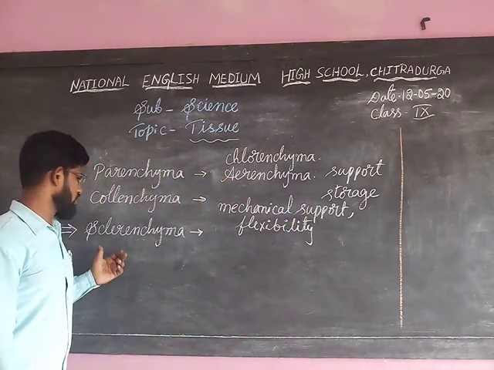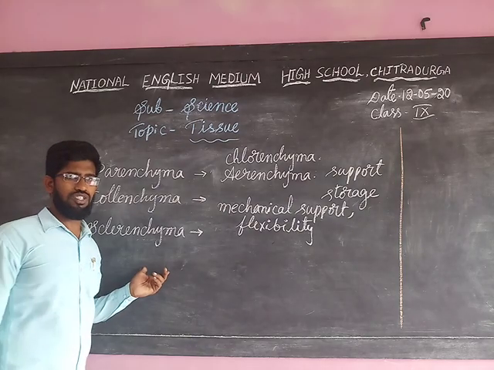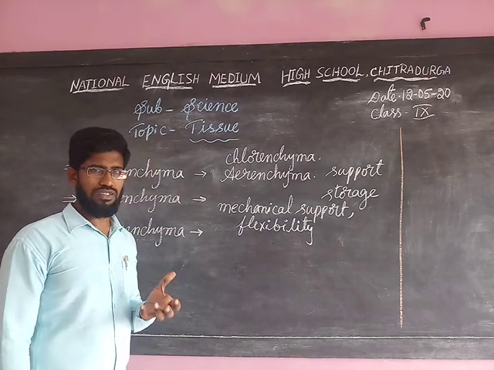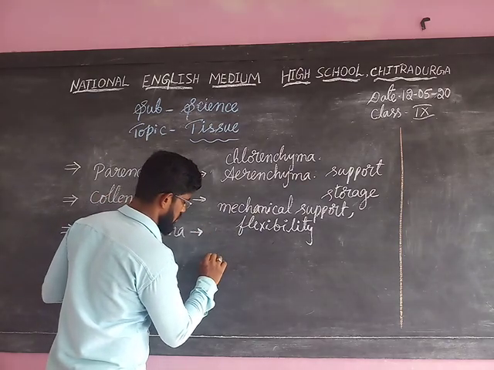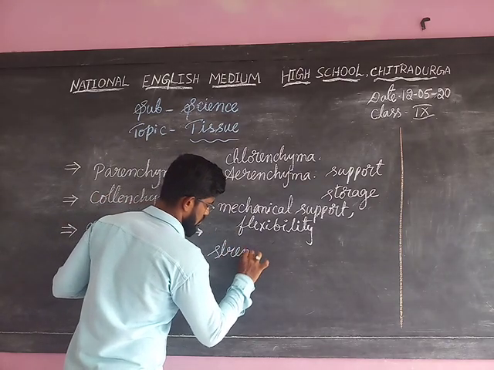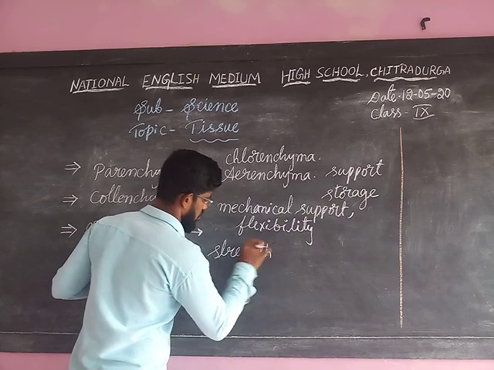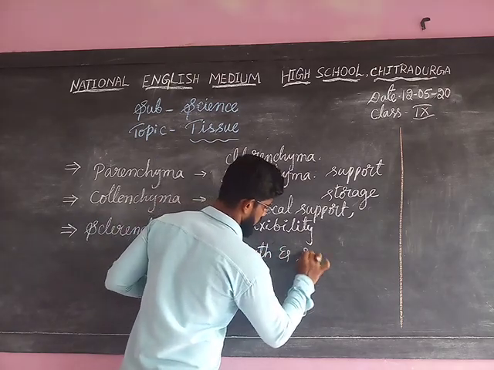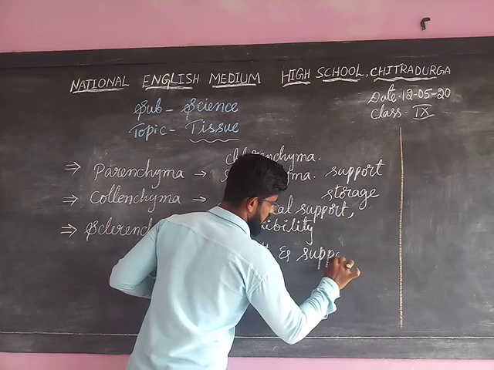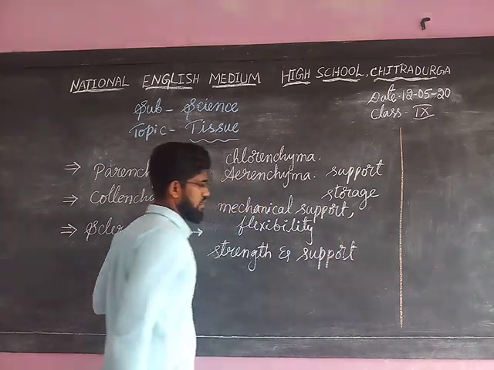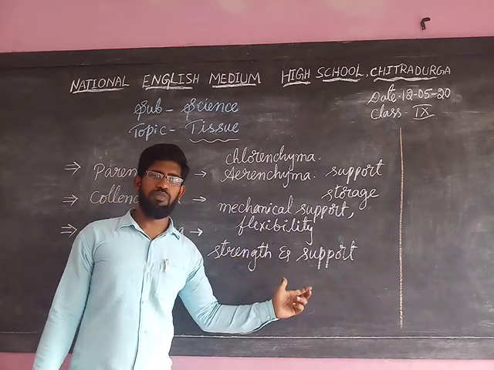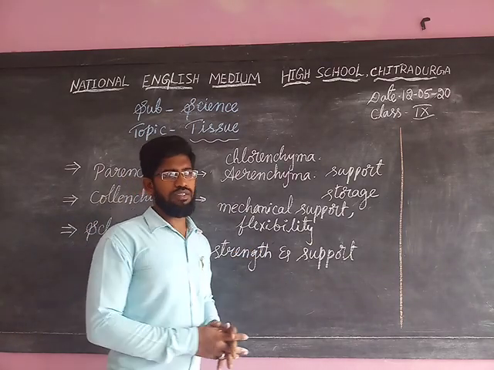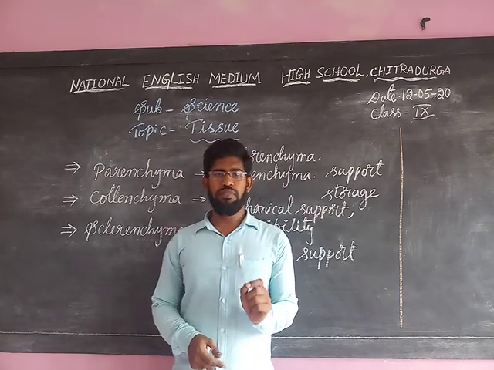Understood? And the third, sclerenchyma. Sclerenchyma tissue contains dead cells. So that's why the main function is only to give strength and support, because they are made up of dead cells. So this is all about the simple permanent tissue.